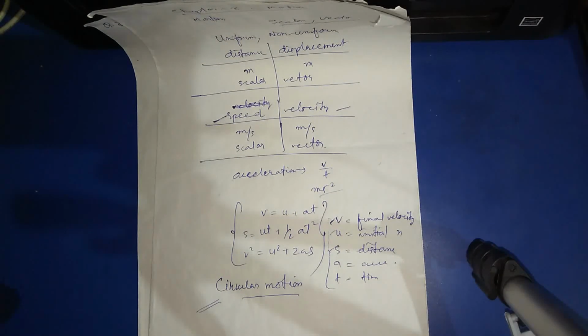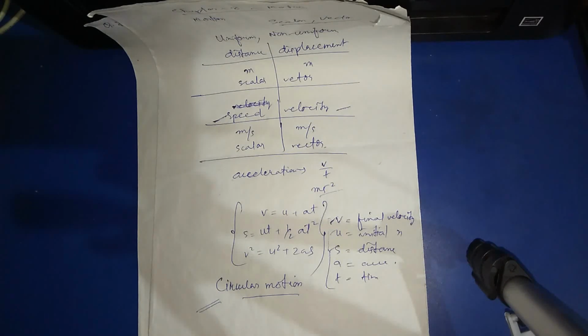Circular motion can be either uniform or non-uniform. For uniform, if a body covers equal distance in equal interval of time along the circular path, then it is said to be uniform. Then non-uniform will be just the opposite. If a body does not cover equal distance in equal interval of time, then it is called non-uniform circular motion.